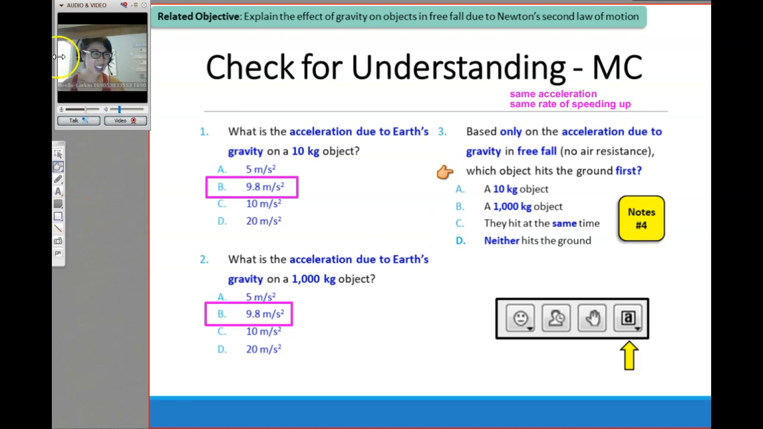Yes, yes, yes. Awesome. Looks like all of us are saying letter C, and that is correct because the only thing that's affecting them is just gravity and acceleration due to gravity. The only thing that affects them, that means that they are going to hit at the same time. Their mass and their weight does not matter. All right, give me a smiley face one more time if that makes sense. In this case, mass and weight do not matter in free fall.